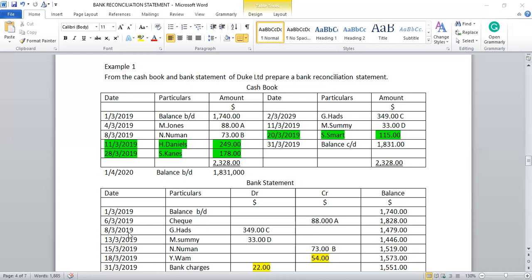Then the next transaction, 8th March 2019, Jane Hart, $349. It is a debit, deducting, so it will reduce the amount to $1,479. I'll show you why the bank transaction is opposite to the cash book transaction. Their entries are opposite. So if you debit the cash in the bank, they will credit it in the bank's books. Every customer is a payable or liability to the bank. That's why. So let's continue.